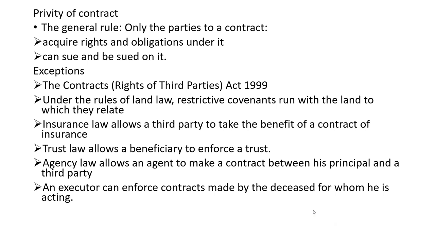Insurance law allows a third party to take the benefit of a contract of insurance. For example, in life insurance, you go to an insurance company and tell them you want to make a life insurance. If you die during the time of the insurance, all the benefits should go to a next of kin. It can be your father, mother, wife, brother or sister. If the insurance company does not pay the benefits, the third party can bring a case against the insurance company.